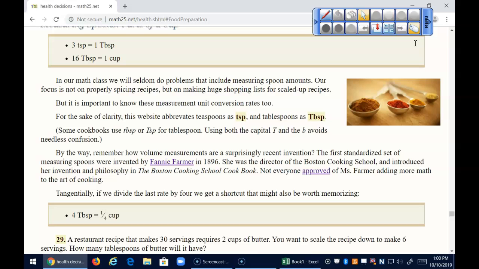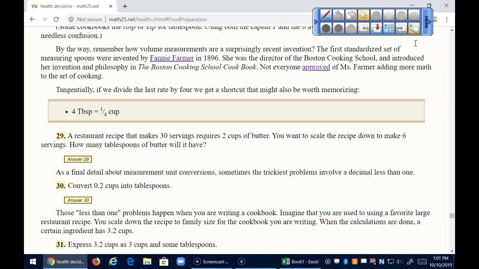If you weren't aware, measuring spoons were invented in 1896. There was this big to-do on the East Coast. Fanny Farmer from the Boston Cooking School sort of led the revolution of turning cooking from just putting spoons and mugs and things in a bowl, much more artistic, to precise measured, make the formula happen. And some people liked that and some people didn't. So we'll do some examples with that.